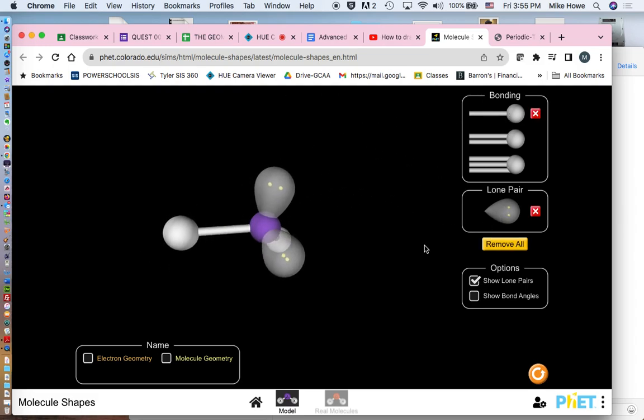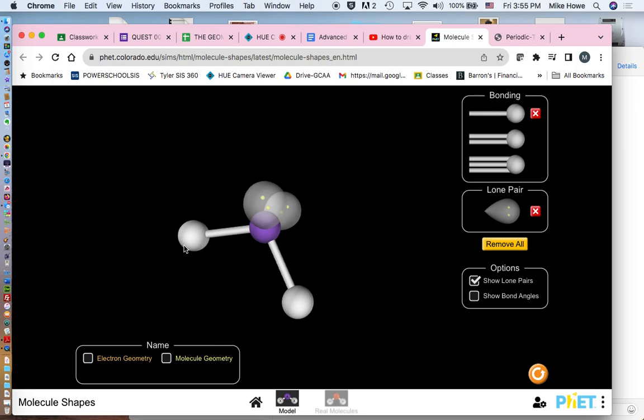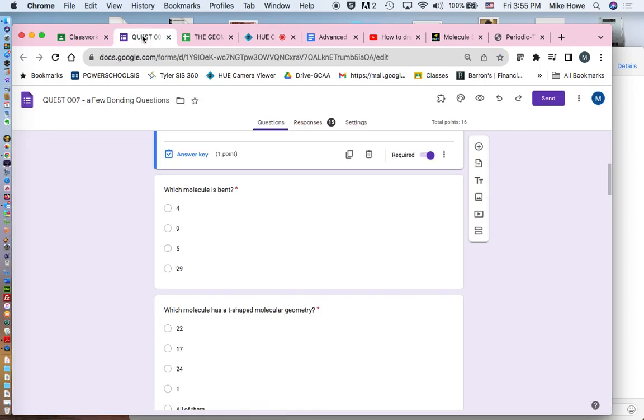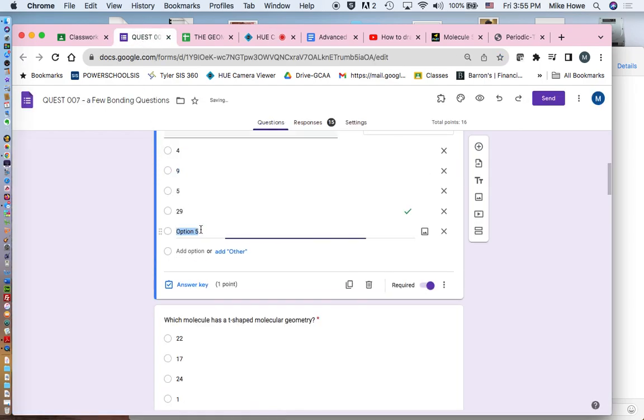It has 2 shared and 2 unshared, and so you can see the bent structure, like that, bent. So that was our answer, the IBr2, and that was question number 2. So you can see the answer was number 29, the IBr2.